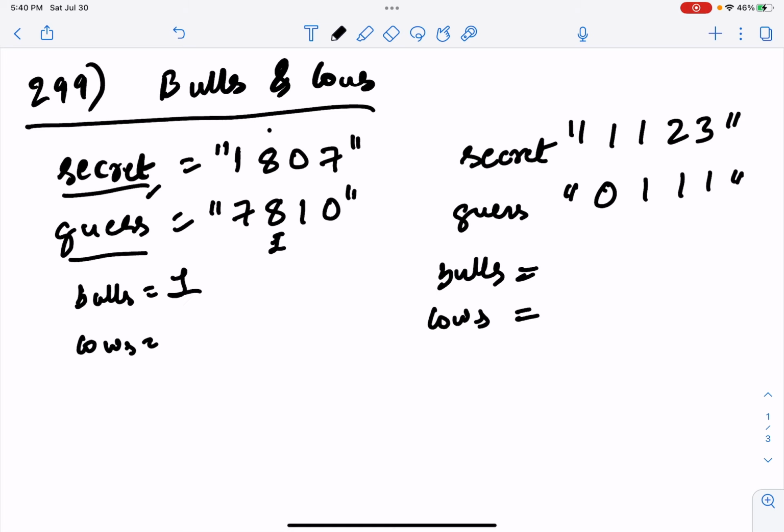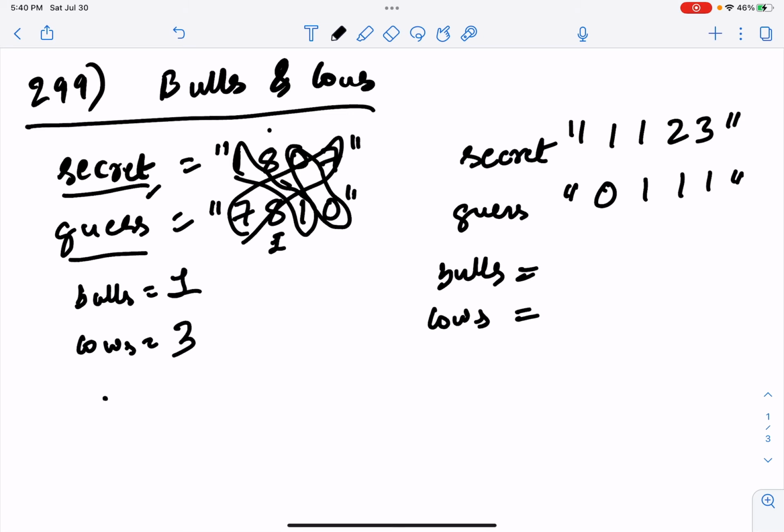For the cows, if you have a number in guess and you also have the same number in secret but at a different index, then you increment the cows. So here you have 0 and 0 in different indexes, 1 and 1 in different indexes, 7 and 7 in different indexes. So you have 3 cows.